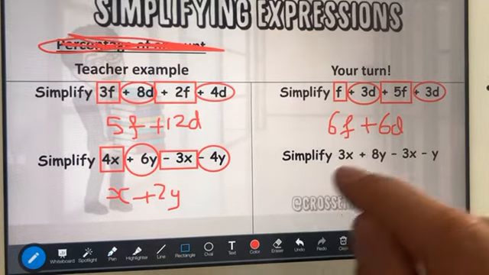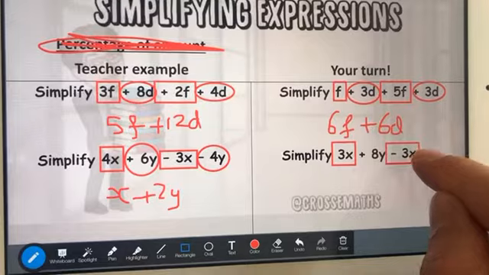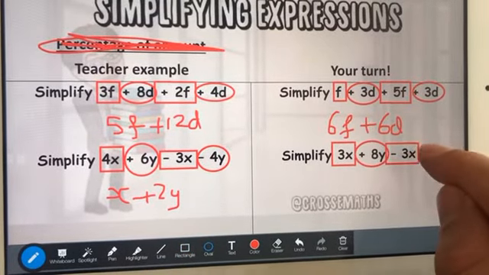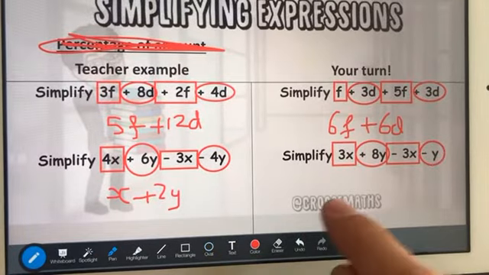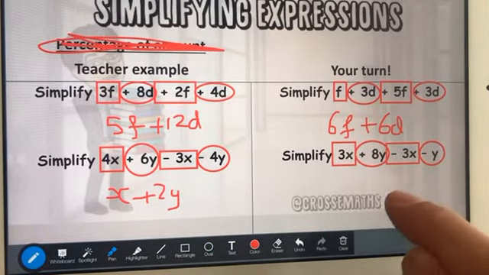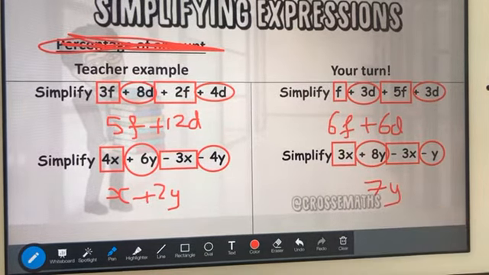Next one, exactly the same. Then I've got my y's. 3x take away 3x actually makes nothing, so they cancel each other out. 8y take away 1y leaves us with 7y, and that's our final answer. The x's do cancel each other out.